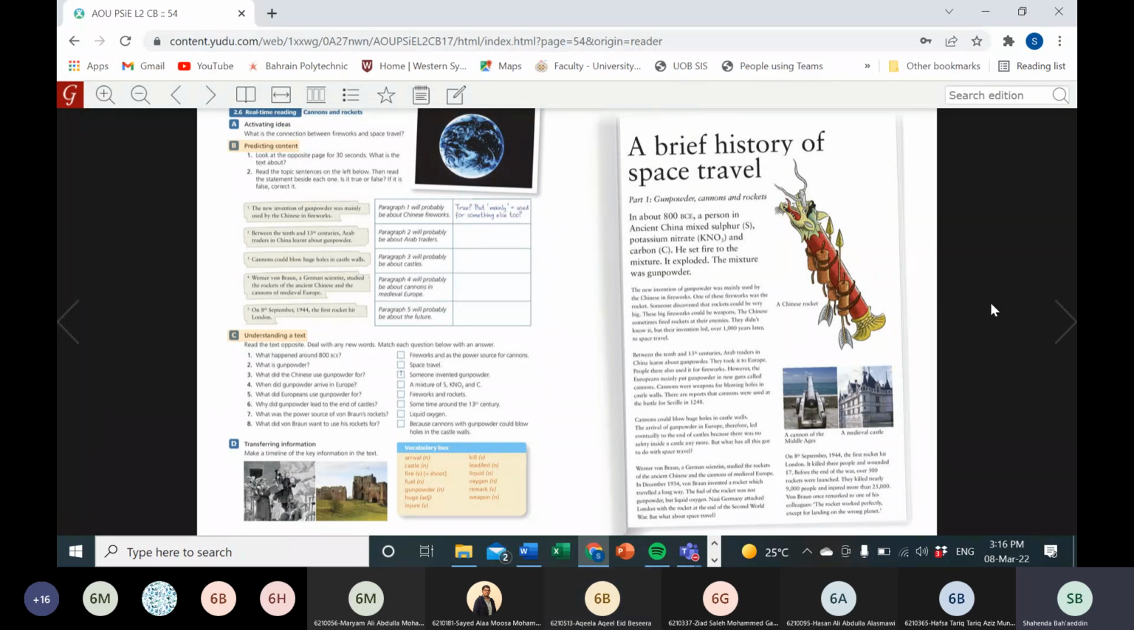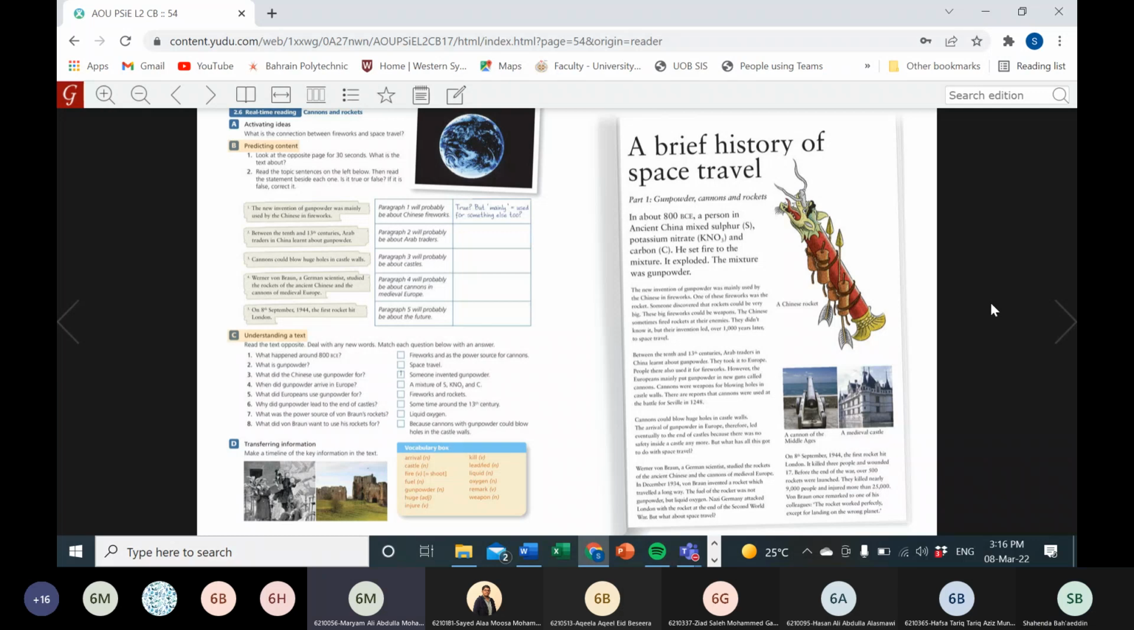Okay, let us apply skimming on the article in front of us. Who will tell me what exactly we are going to read in this article? Let us apply this. What are we going to read first? A brief history of space travel. Okay, so this is the title, A Brief History of Space Travel. Thank you, Aqila. What else are we going to read?